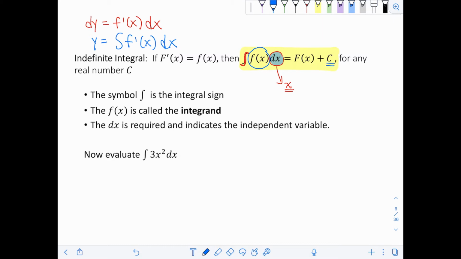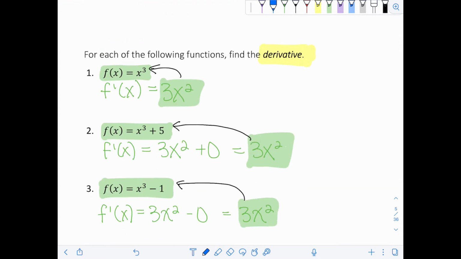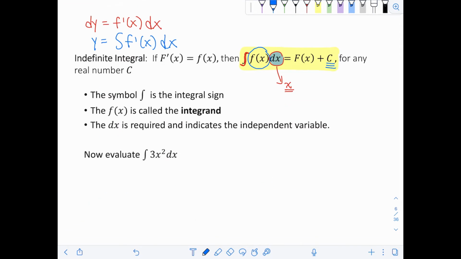But again, from what we did on that previous page, the idea is once you take the antiderivative, you actually add a c there. And the c is just standing for any constant, because we just talked about how here are three functions that have the same derivative. And so now if we're trying to find the antiderivative going backwards, how do we know what constant it was? That's why we put the plus c there.